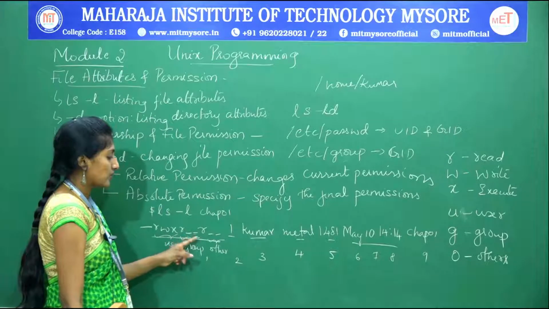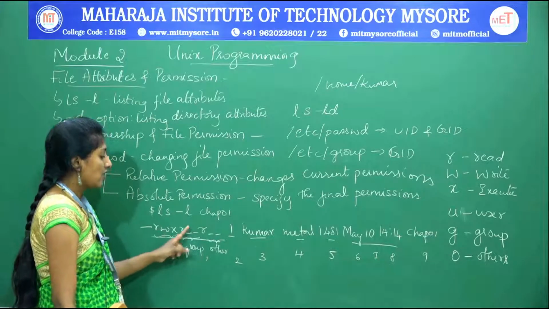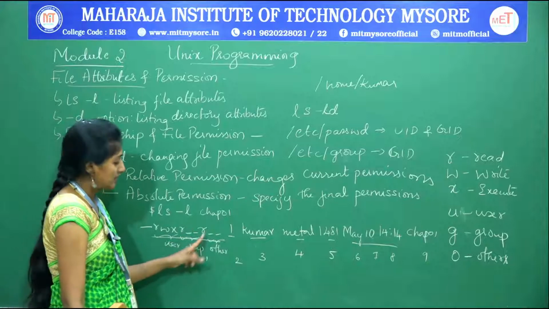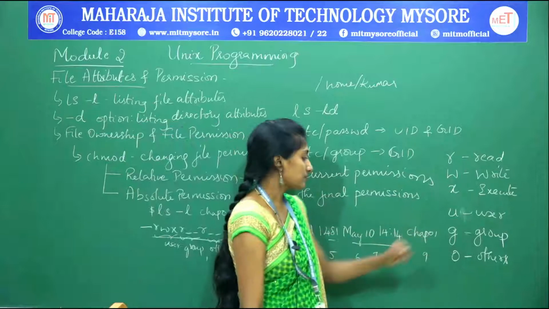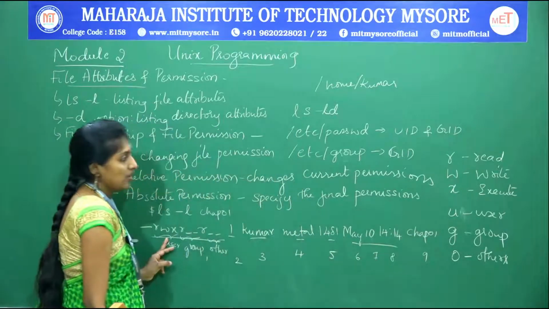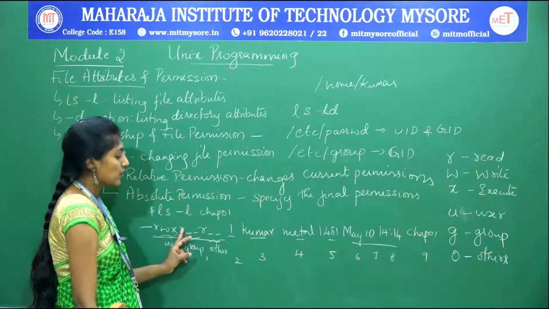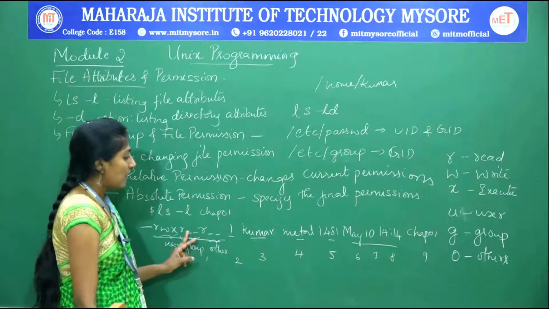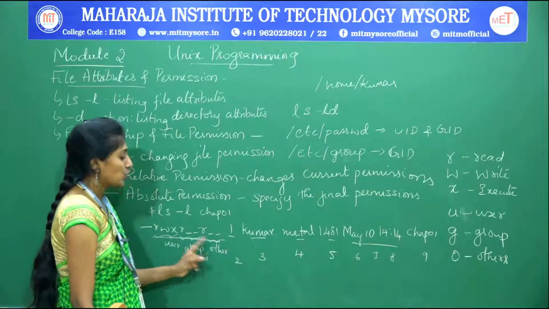It has been assigned with 9 bits. The first 3 bits represent user, the next 3 bits represent group, and the last 3 bits represent others. Here, the permission assigned for user is read, write and execute. For group and others, only read permission has been assigned. Execute and write permission has not been assigned for group and others.